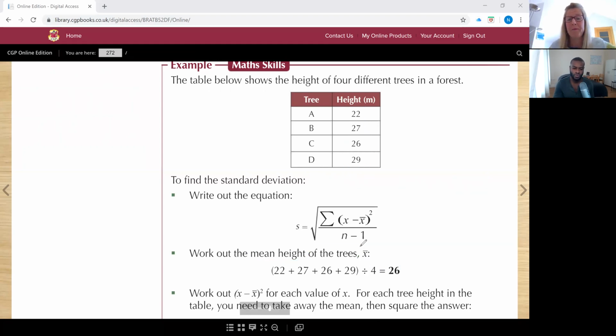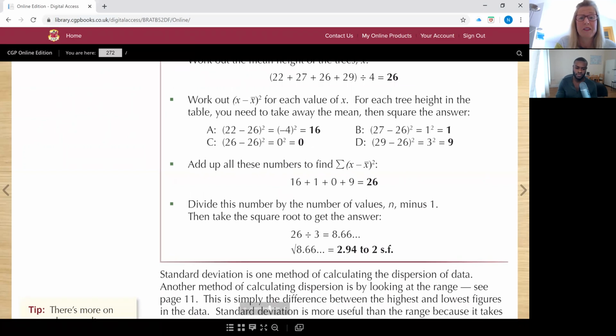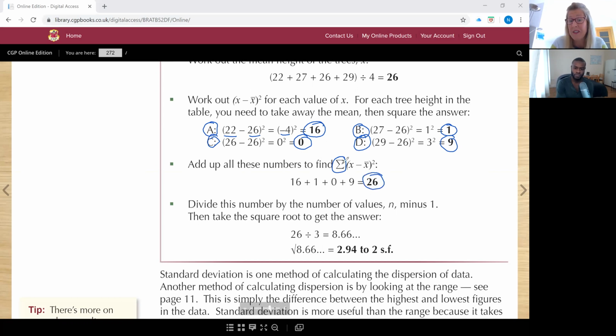From there, the next thing we've got to do is X minus the mean for each of them. For tree A, which was 22, we minus the mean, which was 26, and then square that value. The difference is -4, square it, it's 16. And do the same for each of them. Tree B ends up being 1, tree C, 0, tree D, 9. Then because we've got the sum of all of those, we add the 16, the 0, the 1, and the 9 together, and that brings us to 26.